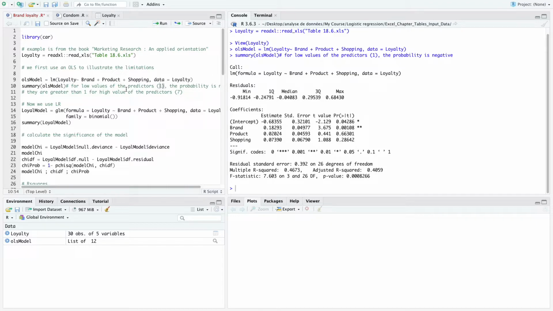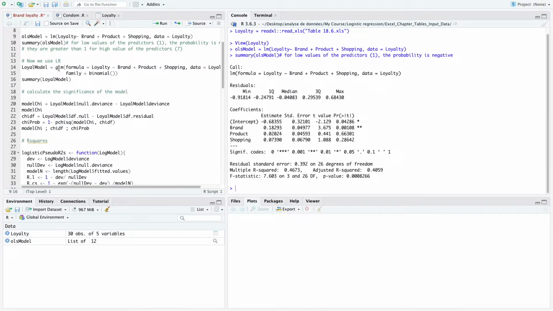And this doesn't make sense, since probability is always between 0 and 1. And if we plug higher values like 6 or 7 for brand, product, and shopping, since we have a very small intercept here, we will find values over 1. So in both cases, we find values which are counterintuitive for a probability, since logistic regression predicts the probability of doing something or belonging to a certain group. So that's why the OLS, the classic linear model, doesn't work.